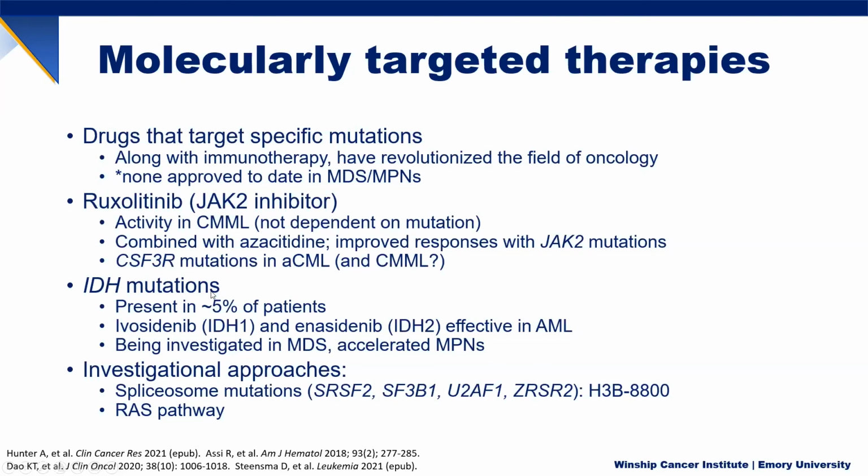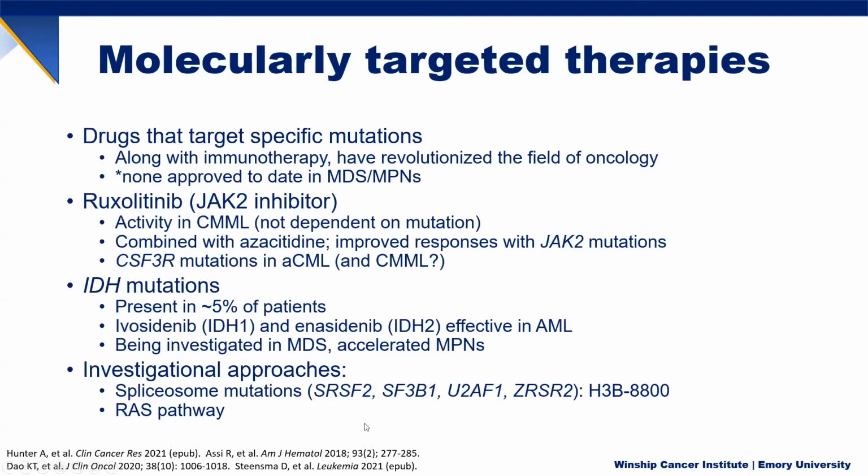Another mutation that we haven't really talked about so far: there are two genes, one called IDH1, one called IDH2. These are only present in around 5% of patients with these diseases. But importantly, we now have pills, ivosidenib and enasidenib, that target these genes and are approved now in acute myeloid leukemia, the acute leukemia version that these diseases can progress to. And although they're not currently approved, they are being investigated in MDS, for example. There have been some studies in more accelerated or aggressive versions of MPNs.